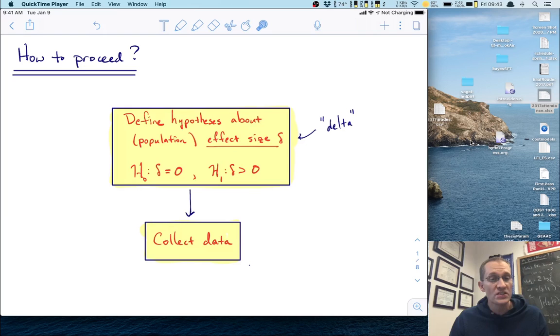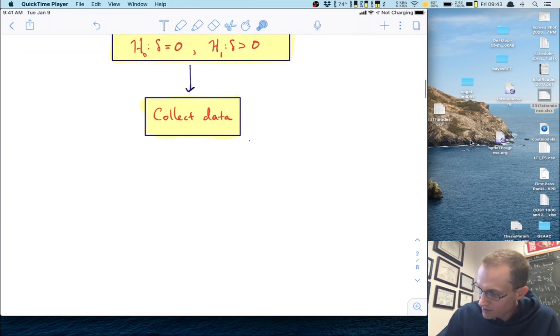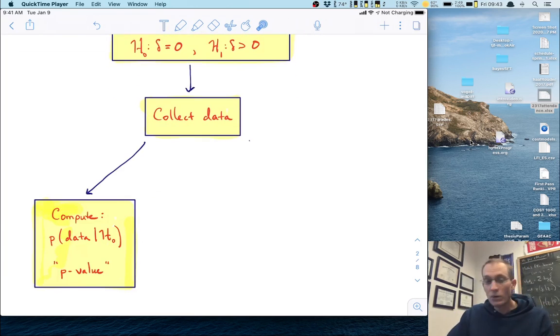The next step, of course, is to collect some data, which, in the setup to the problem, we've done. So what's next? Well, at least earlier this semester, we would have said, now that we've collected the data, let's compute the p-value. That is, let's compute the probability of observing our data if the null hypothesis is true.